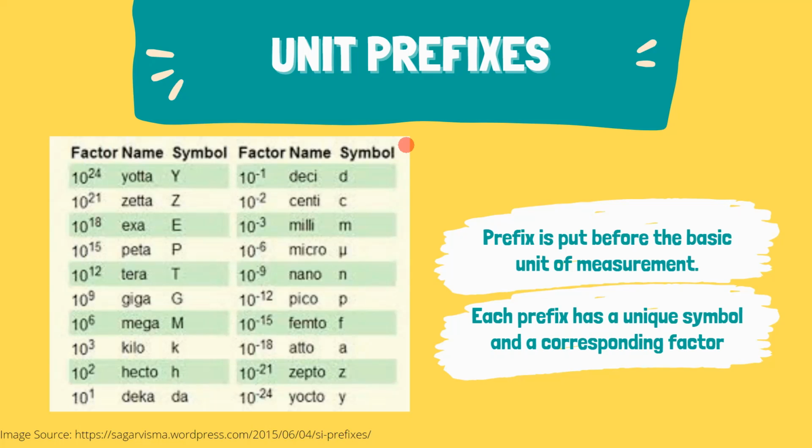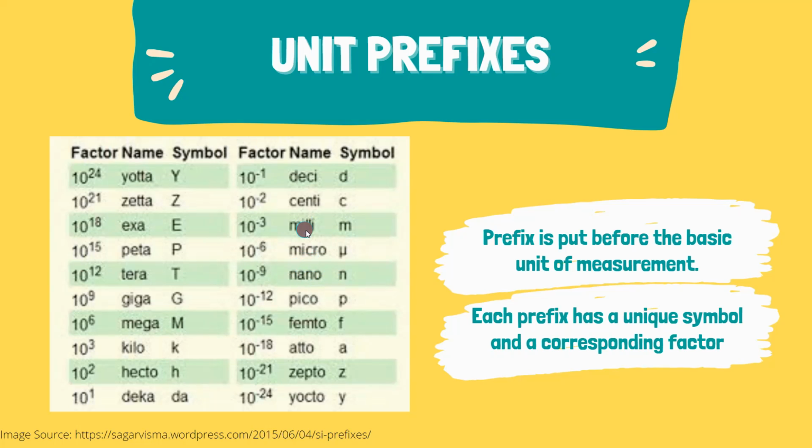Unit prefixes are put before the basic unit of measurement and specify or indicate multiples or submultiples of that unit. Each prefix has a unique symbol and a corresponding factor. So as you can see here in the picture, some of the most used unit prefixes that we are familiar with are kilo, milli, micro, nano.